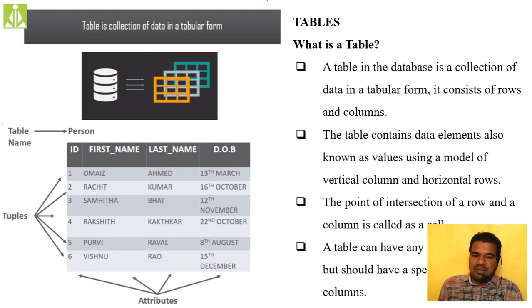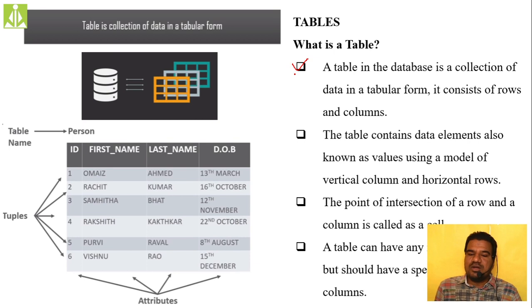What exactly is a table? Here you can see the definition. A table in the database is a collection of data in a tabular form. It consists of rows and columns. The table contains data elements, also known as values, using a model of vertical columns and horizontal rows. Inside a table, all data is stored in the form of rows and columns. Columns will be vertical representations and rows will be horizontal representations.